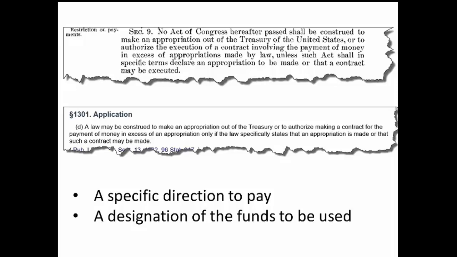These requirements are the same for all appropriation language, whether it's found in a regular annual appropriation, a continuing resolution, or authorizing legislation. It just so happens that a regular annual appropriation act is designed in a way that makes it very clear when an appropriation is made. So let's take a look.